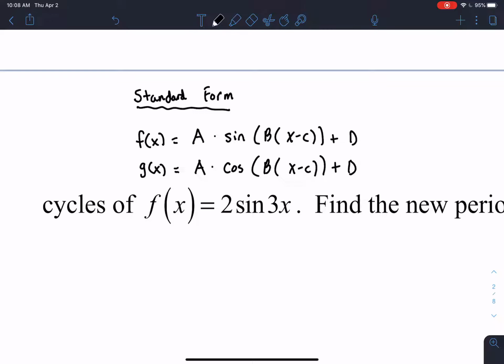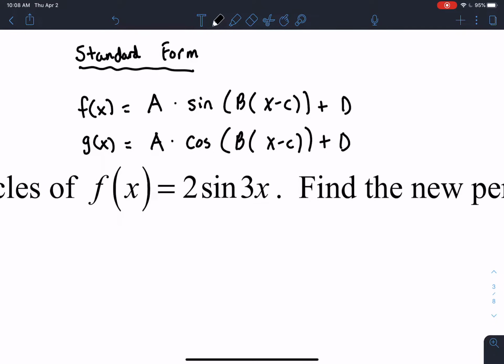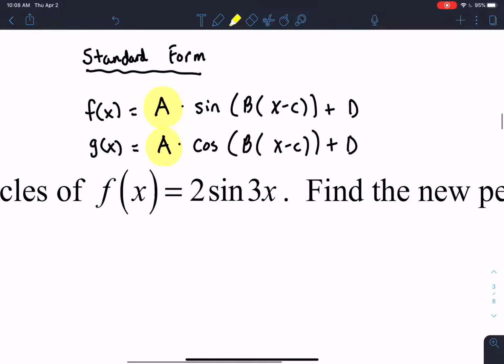Okay, so today in this lesson, we're just going to focus on the amplitude and the period. The amplitude you get from the value that goes out front, and then the period is the number that is next to x. In a different lesson, I'm going to do horizontal shifts and vertical shifts.